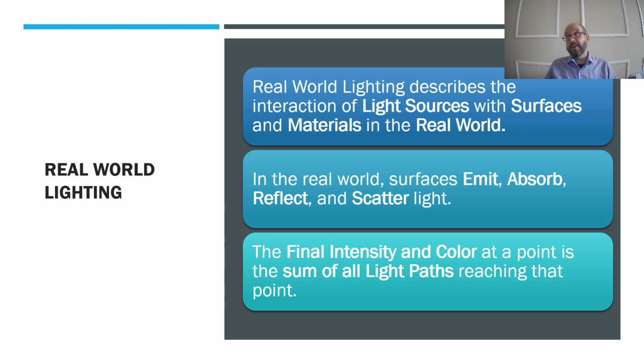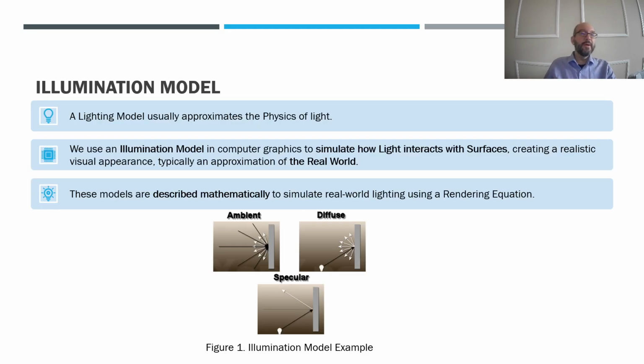In the real world, lighting describes the interaction of light sources with surfaces and materials. This means that every surface will emit, absorb, reflect, and scatter light. The final intensity and color of each point of each surface is the summary of all the light paths reaching that point. That's how the real world works.